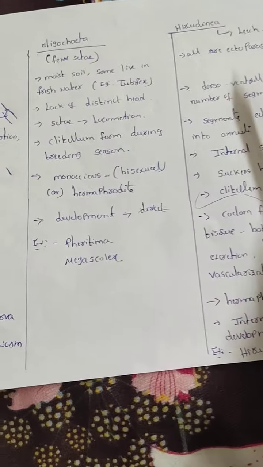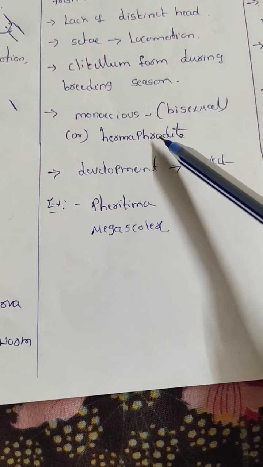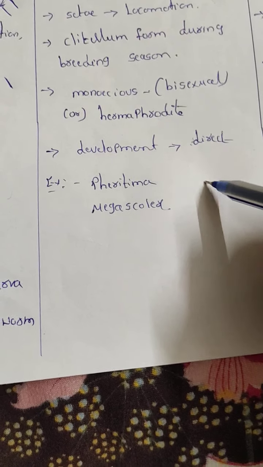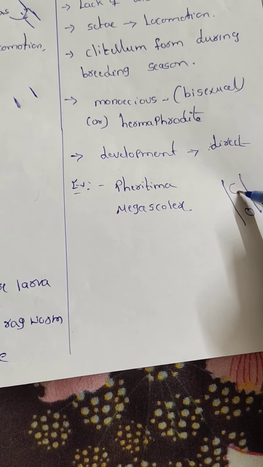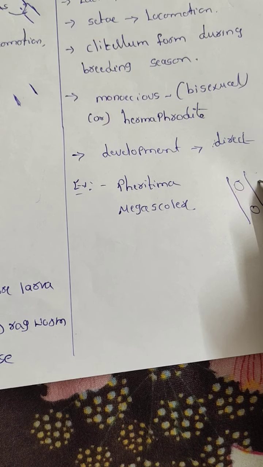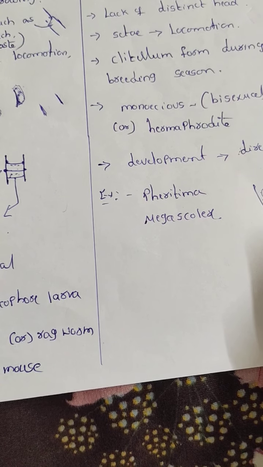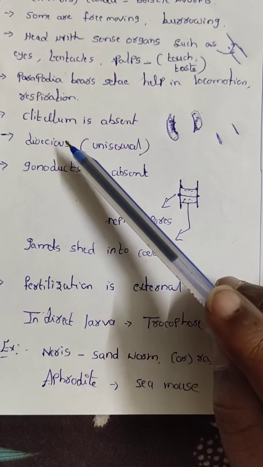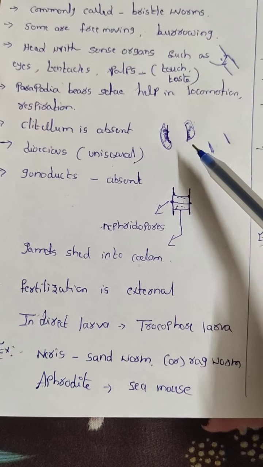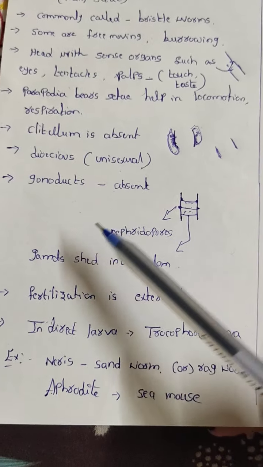For Oligochaeta and Hirudinea, both are monoecious. Monoecious indicates hermaphrodite. Hermaphrodite means both male and female reproductive organs are present in the same body. That is called monoecious, also called bisexual, or also called hermaphrodite. But Polychaeta organisms are dioecious or unisexual, meaning the male organism is different and the female organism is different.